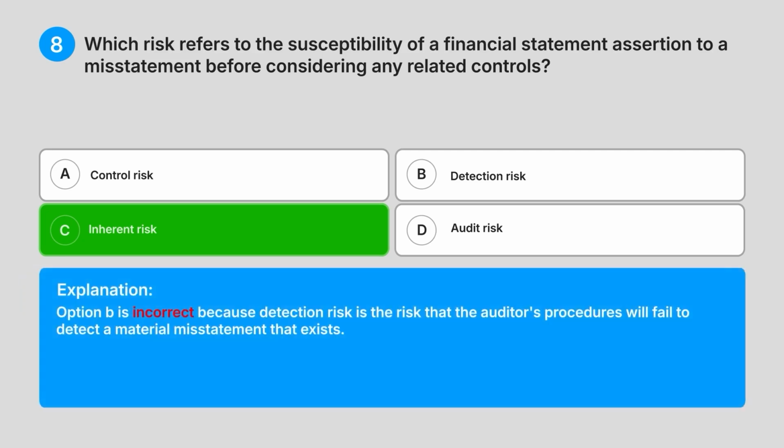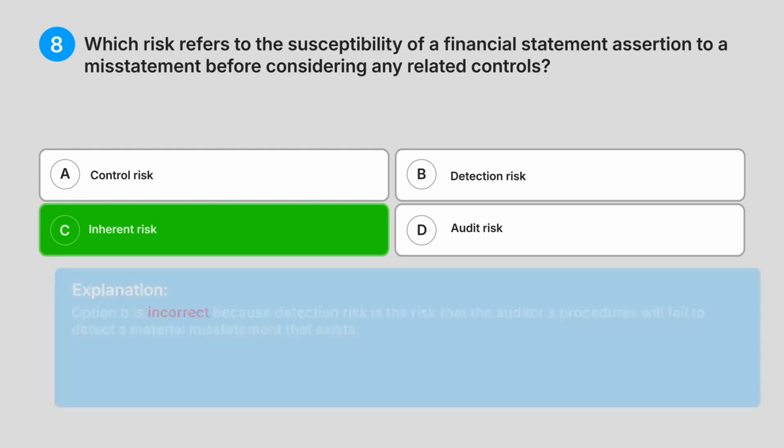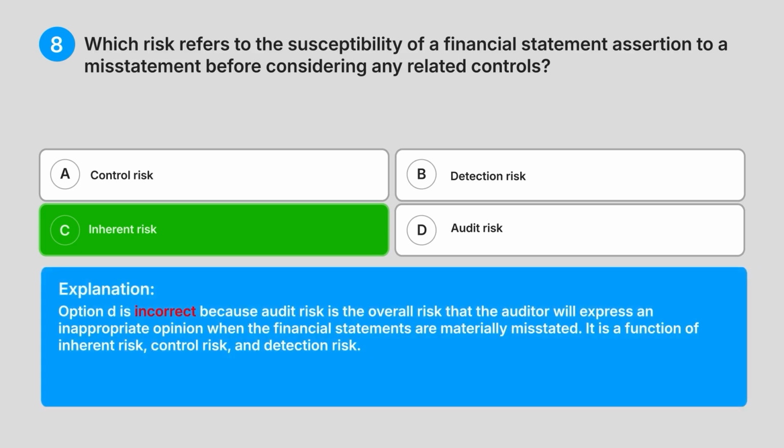Option B is incorrect because detection risk is the risk that the auditor's procedures will fail to detect a material misstatement that exists. Option D is incorrect because audit risk is the overall risk that the auditor will express an inappropriate opinion when the financial statements are materially misstated. It is a function of inherent risk, control risk, and detection risk.